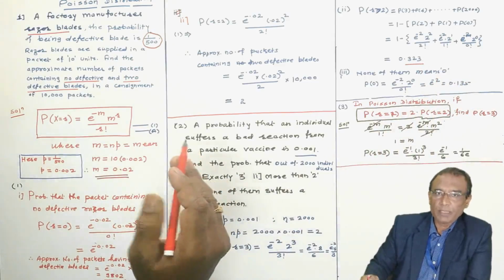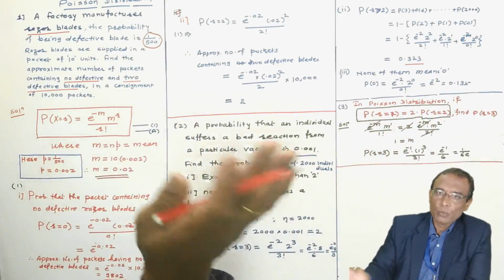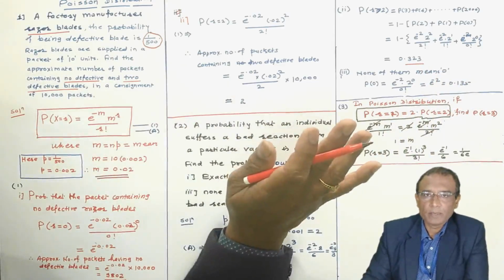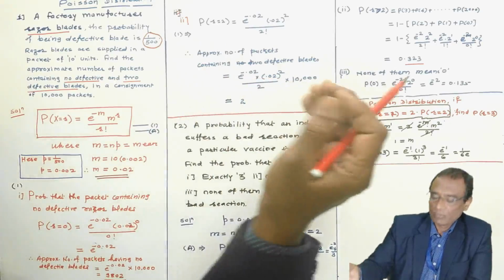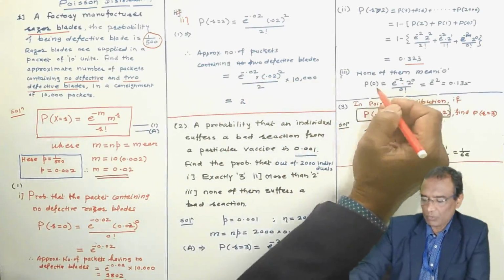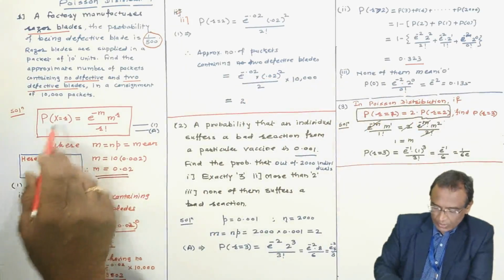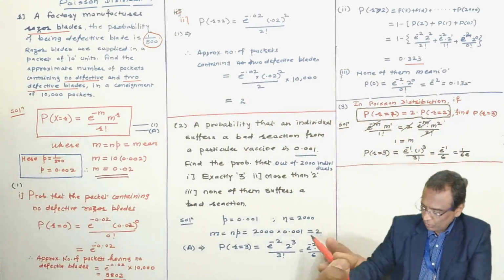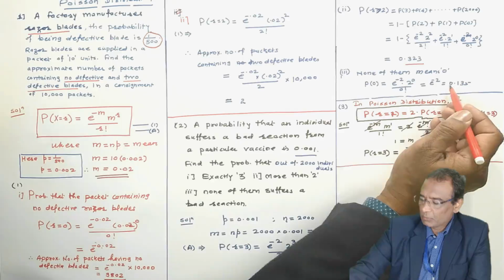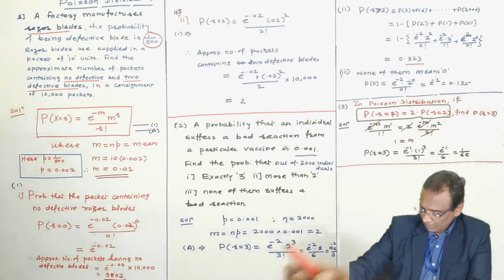Now third question, none of them suffers bad reaction. None of them suffers bad reaction means what? Out of 2000, nobody is going to suffer the bad reaction. Means 0 individuals suffer bad reaction. Means P of 0. Okay, substitute R equal to 0 here. M is known to you, 2. And it is 0.135.